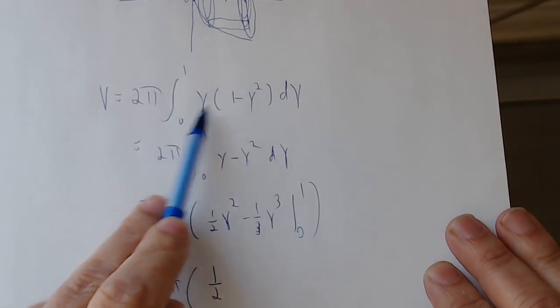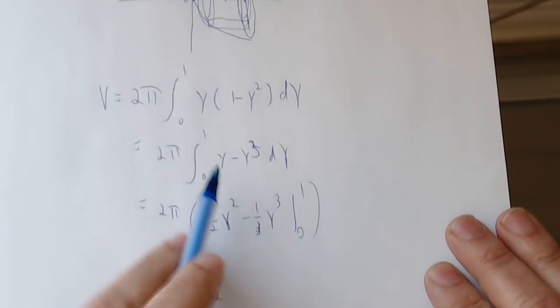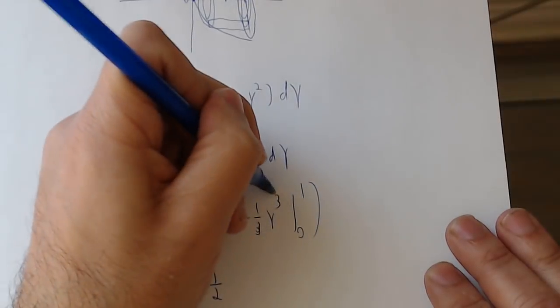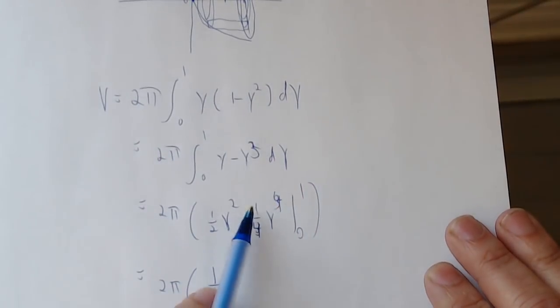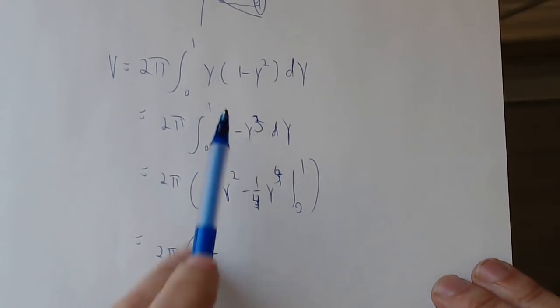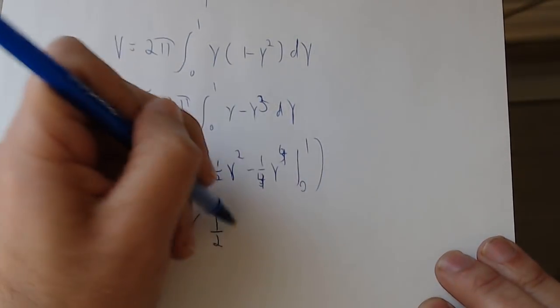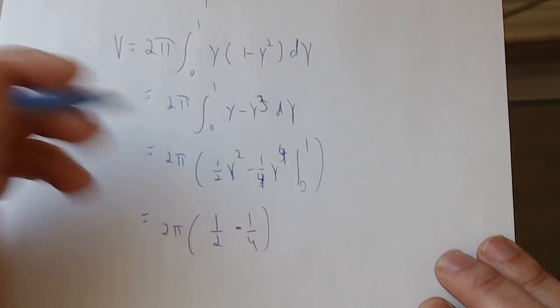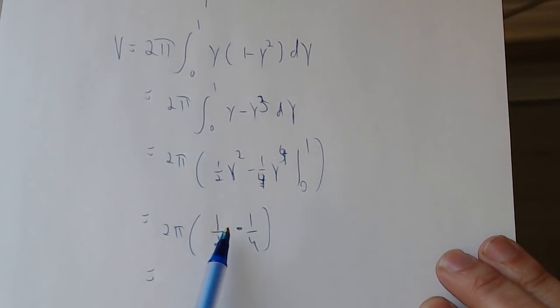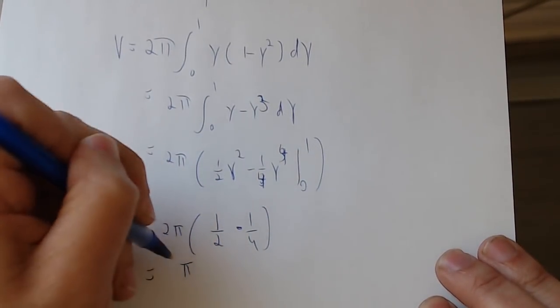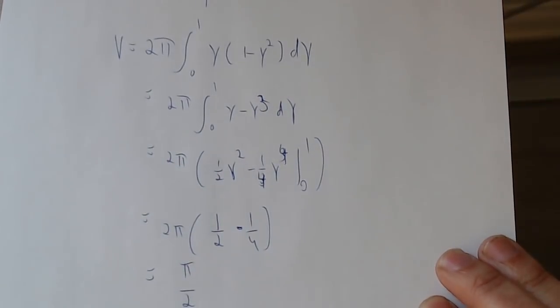Oh, and there's a mistake here. This should be y cubed, right? So when I find the antiderivative, this should be 1 fourth y to the fourth, okay? Because when I distributed this y, this should be y minus y cubed. So this would be what? 1 half minus 1 fourth, which now becomes pi over 2.